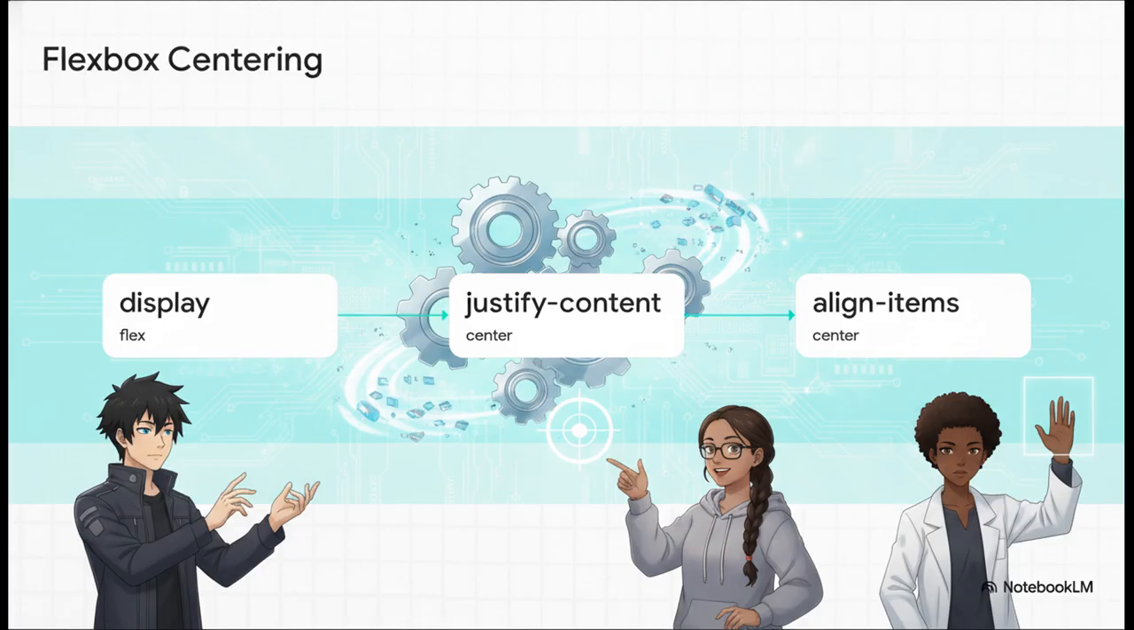Line 1, display flex, applied to the parent container, instantly changes how all its children render. Line 2, justify content center, perfectly aligns the child item horizontally along the main axis. Line 3, align items center, centers it vertically along the cross-axis. That's it. 3 lines of highly readable semantic code and absolutely no math required. It is a total game changer.